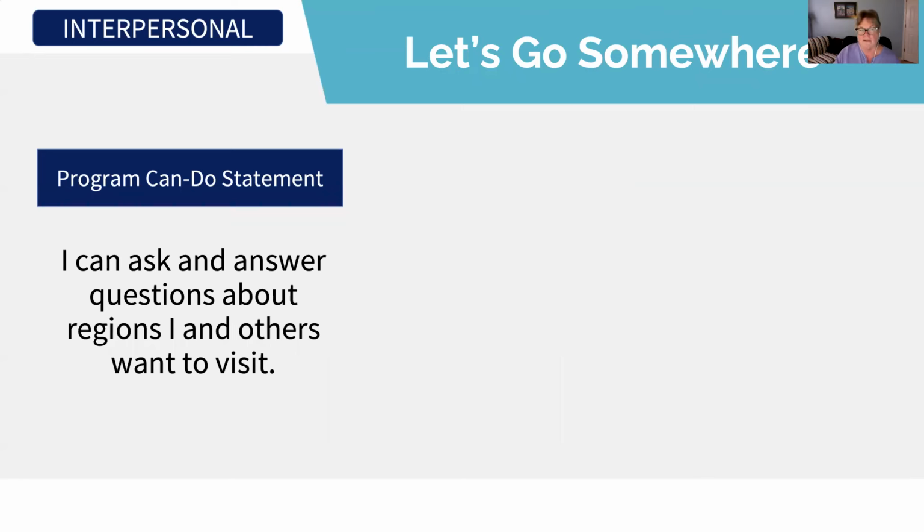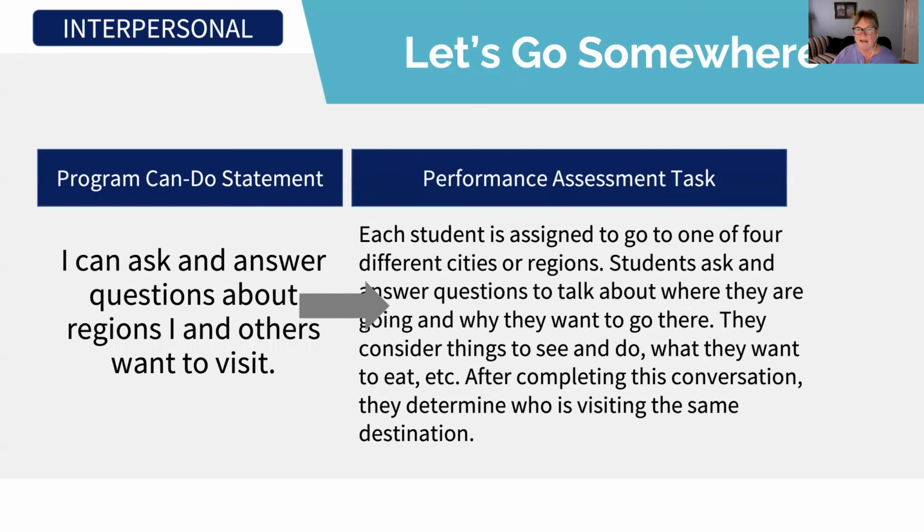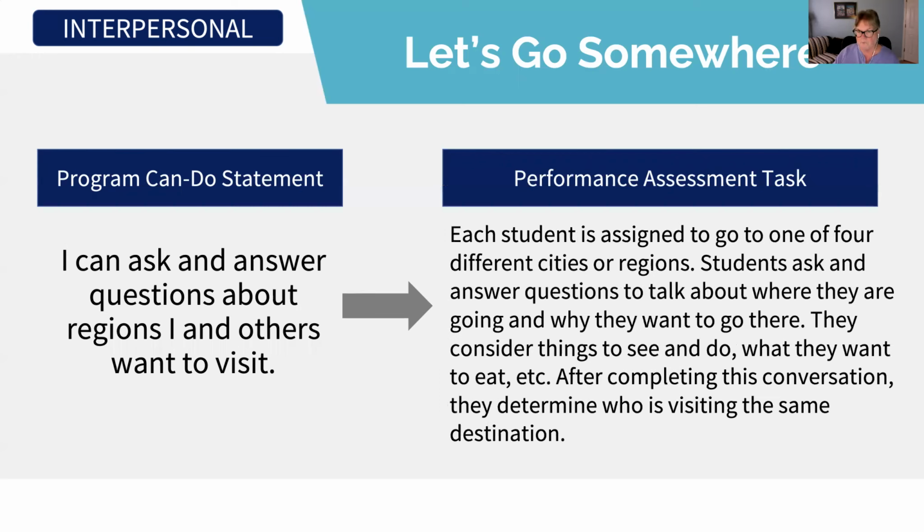So here you can see that the program can-do statement, I can ask and answer questions about regions that I and others want to visit, is then clarified in terms of performance by the task. So here each student goes to one of 4 different cities or regions.